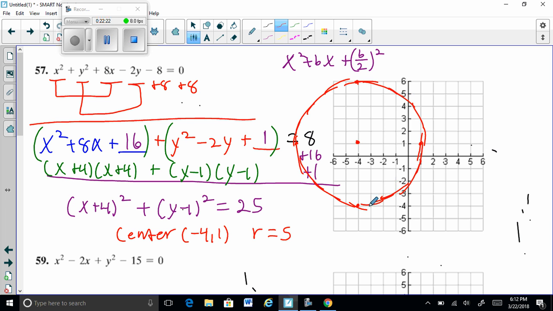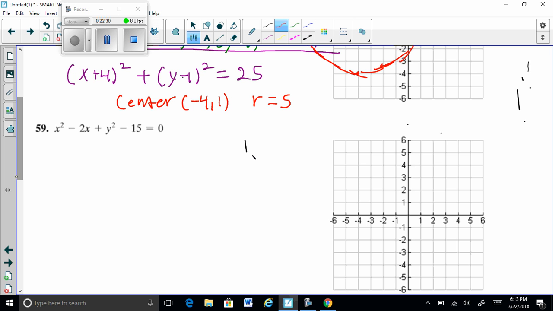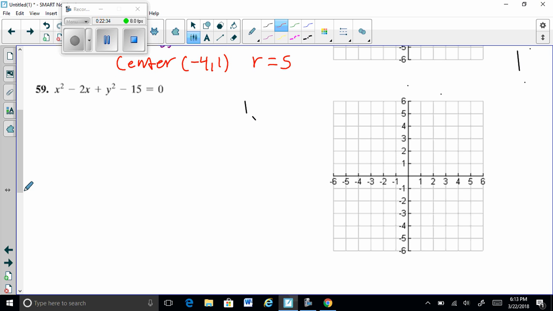So hopefully you remember completing the square, and if you don't, just got to get a little practice in. These aren't going to be very challenging. You're not going to have to deal with any fractions or anything like that. We keep it pretty civil here. Okay.